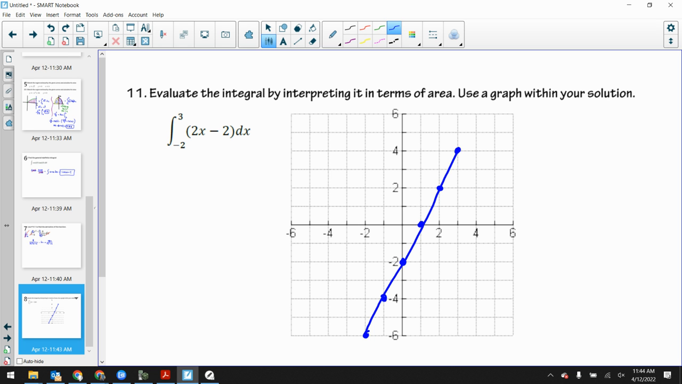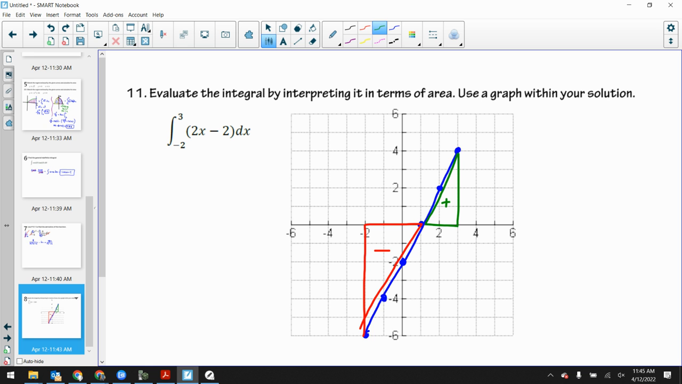Now I want to find the integral by using the areas. That means I'm going to find this area. Is that area going to be positive or negative? Negative. Then I'm going to find this area, and that area is going to be positive. Just generally speaking, it looks like my area is going to come out negative, right?